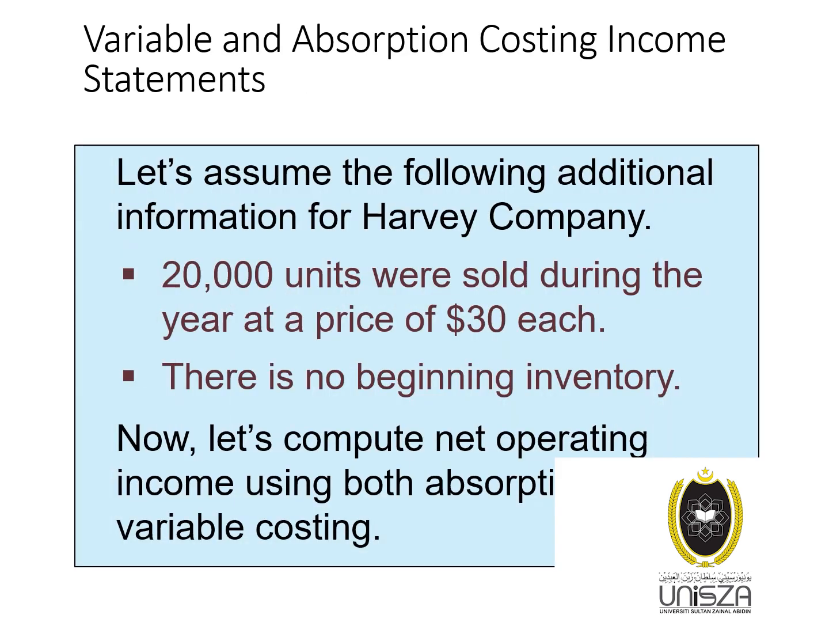Okay, we still use the same situation of the company, Harvey Company. The information provided to you is 20,000 units were sold at a price of $30 per unit, and there's no beginning inventory. Now we're going to prepare the net operating income statement under both absorption and variable costing.